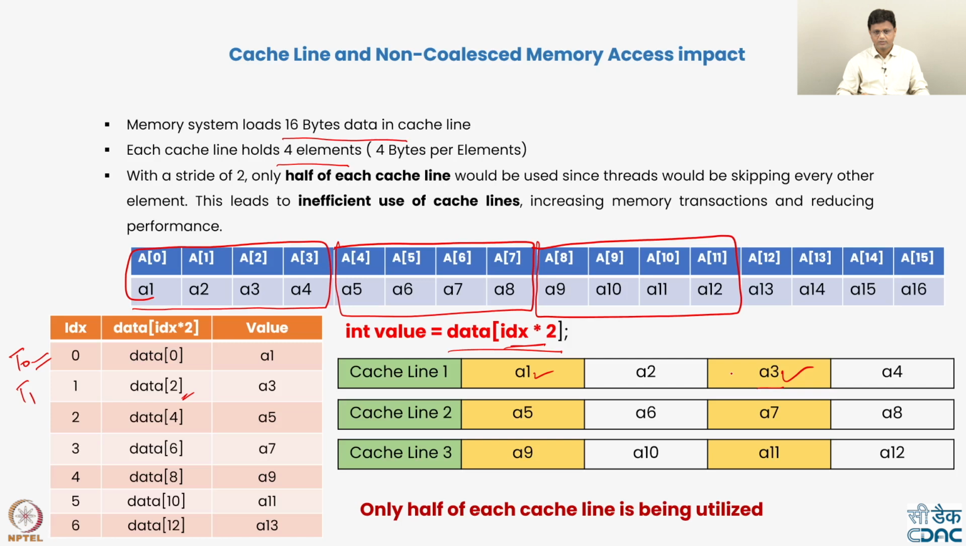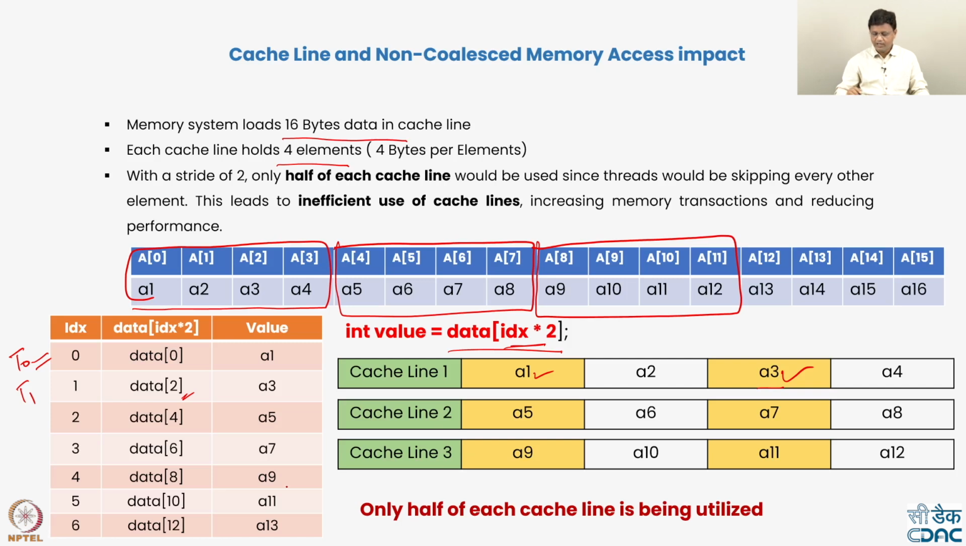But if you look at these boxes, at a time the cache line carried 4 elements, but out of 4 only 2 elements are useful for thread 0 and thread 1. So, that means 50% of the elements are being used and 50% are not being used. So, those resources are wasted, and similarly it is for cache line 2 and cache line 3.